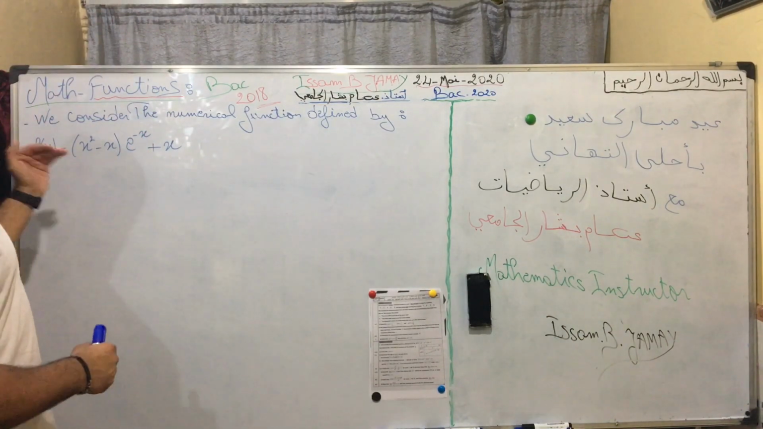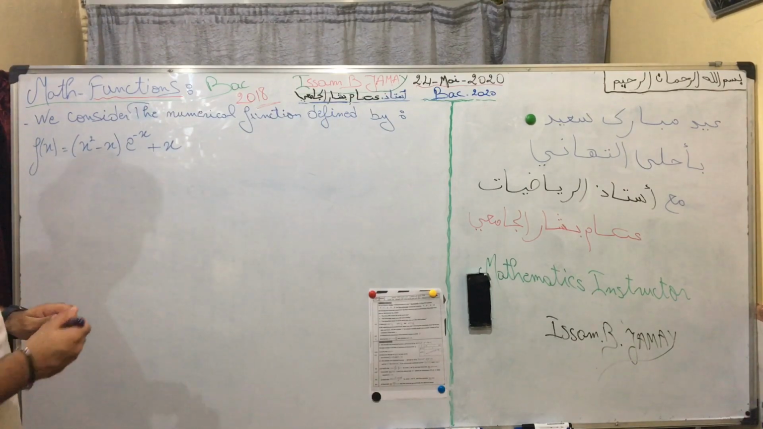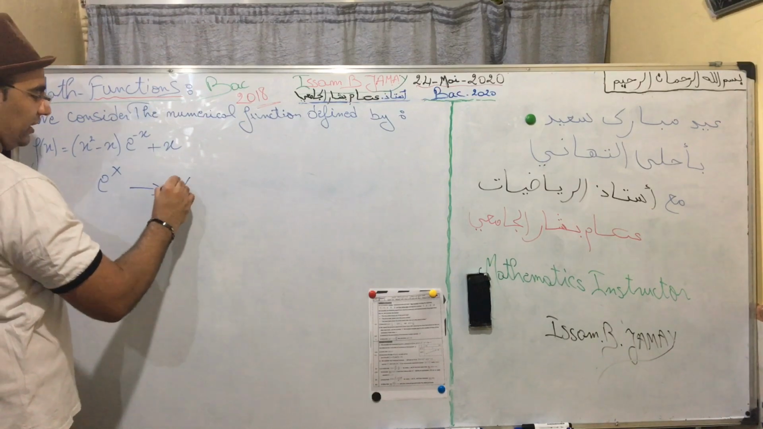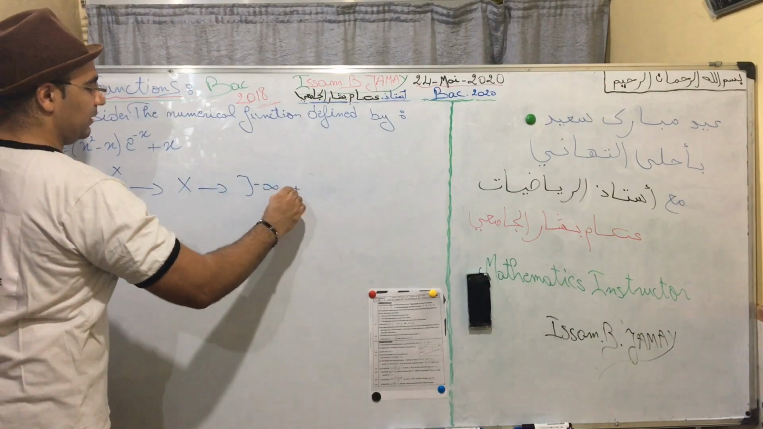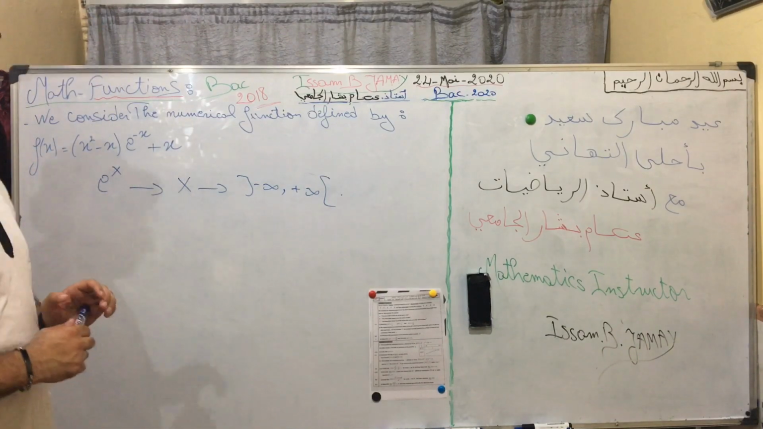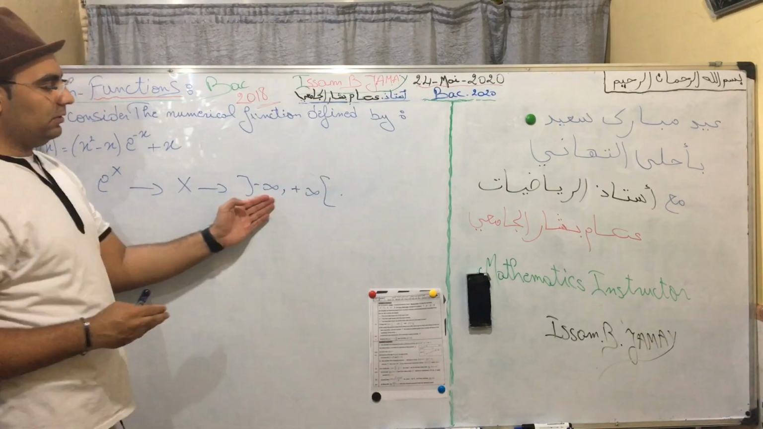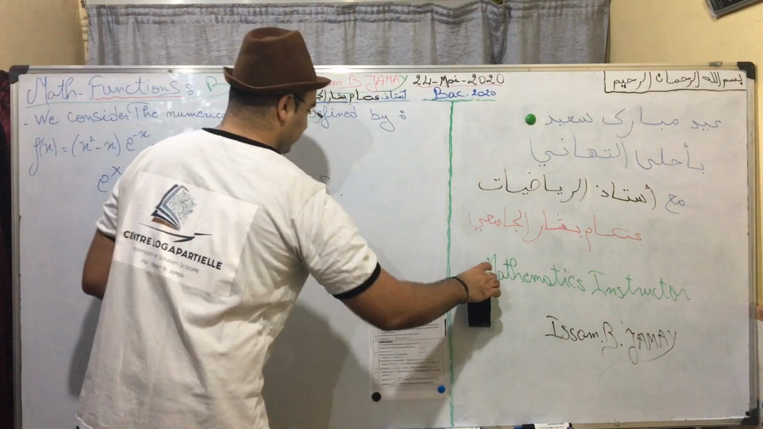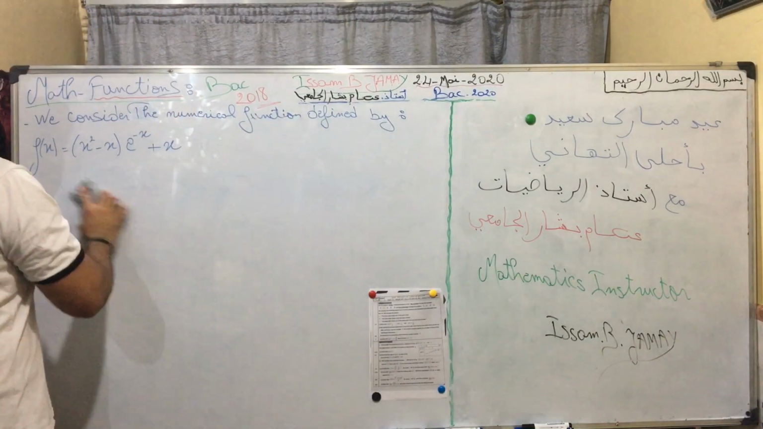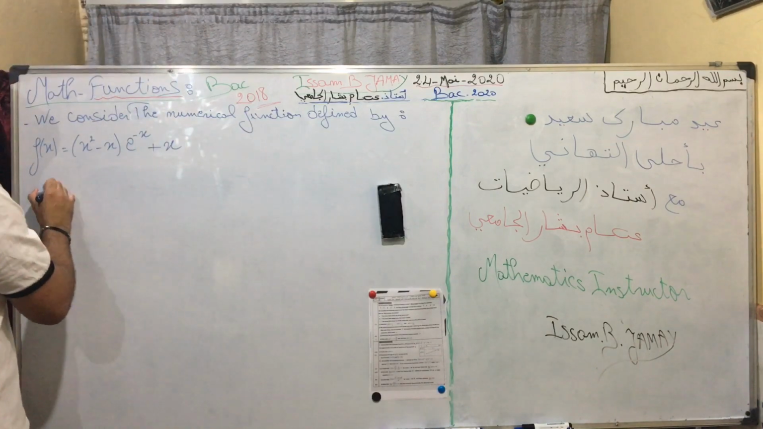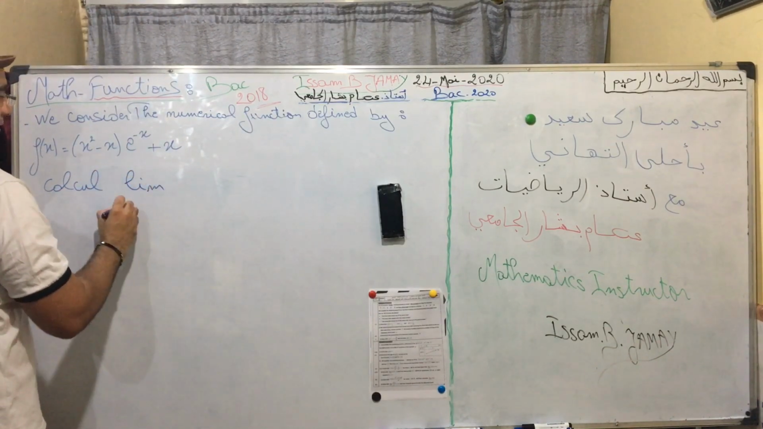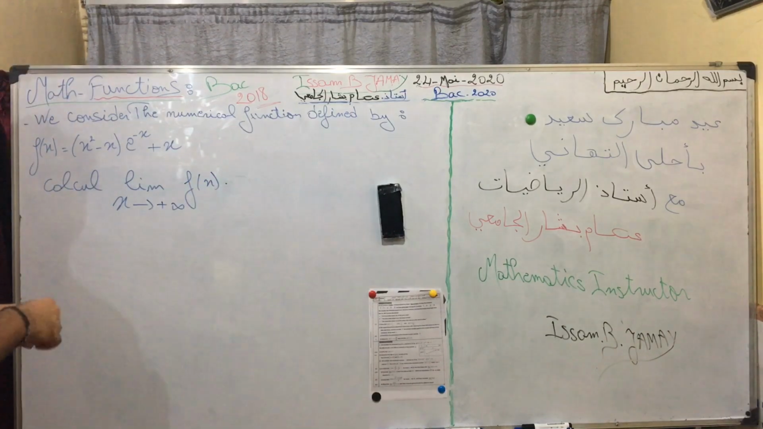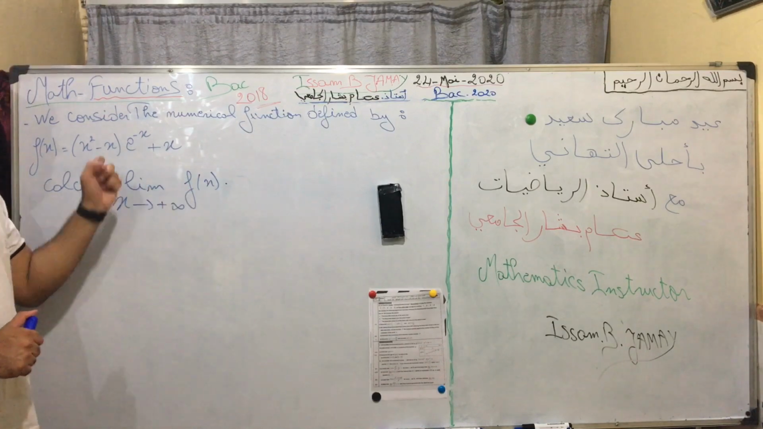As we can see, we have an exponential function. Before we begin, we have to know that exponential functions are defined for each x in the interval minus infinity to plus infinity. We don't have a problem with exponential x. So x can be any number from this interval. The question we have here is to calculate the limit of this function when x goes to plus infinity, the limit of f(x).